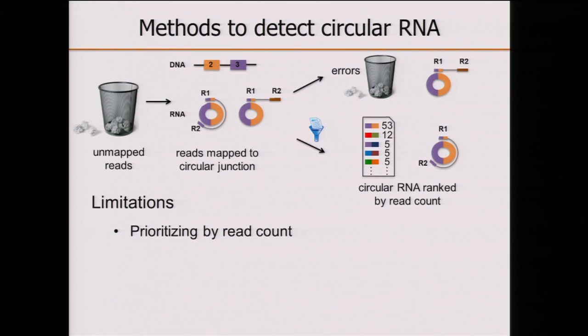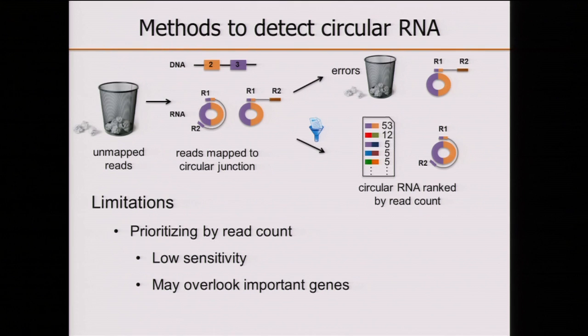So you rank this list of genes by read count, and somewhere in this list you draw a line and you say, well, anything that has, say, five or more reads, I'm going to say that that's a real circular RNA. And anything with fewer reads, that's probably a false positive. So this is a problem because it reduces sensitivity, particularly for lowly expressed RNA. And it can cause us to overlook important genes because we know now that the level of expression is not necessarily tied to importance. And importantly, we have no idea about the false positive rates for many of these methods.